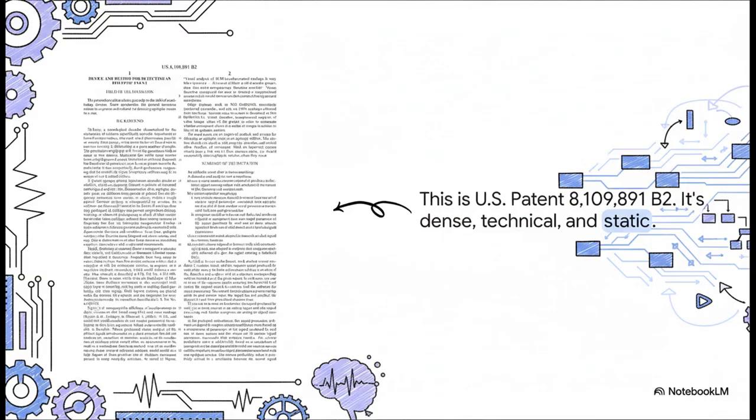So take a look at this. This is a real US patent for a device that detects epileptic seizures. And like millions of other patents, it's basically a wall of text and diagrams. It communicates an idea, for sure, but it's fundamentally a static, unchangeable document. You can read it, but you can't really interact with it.